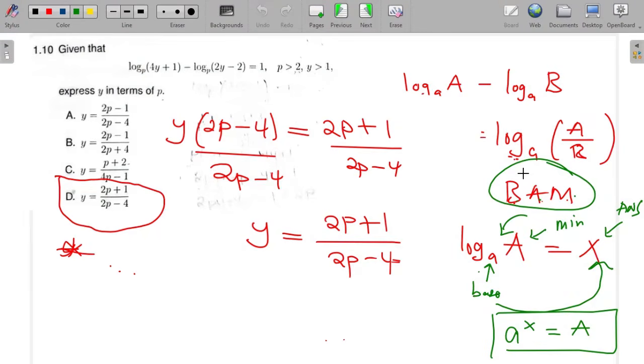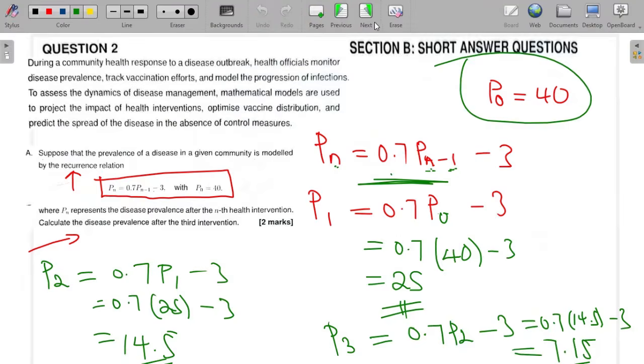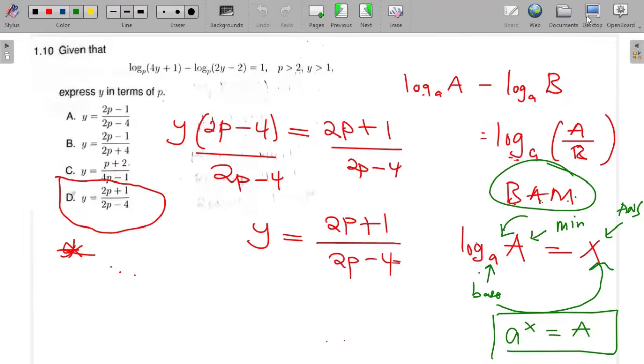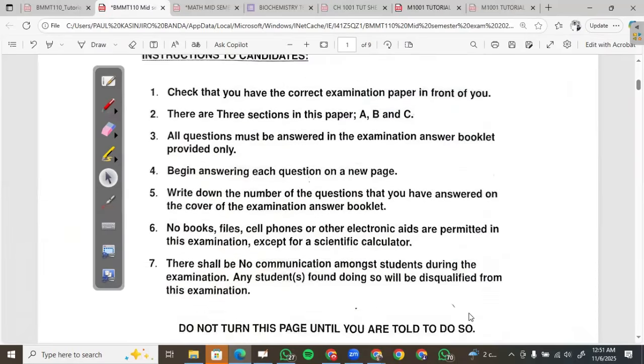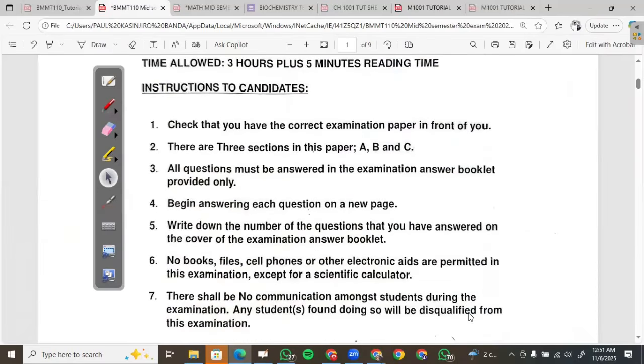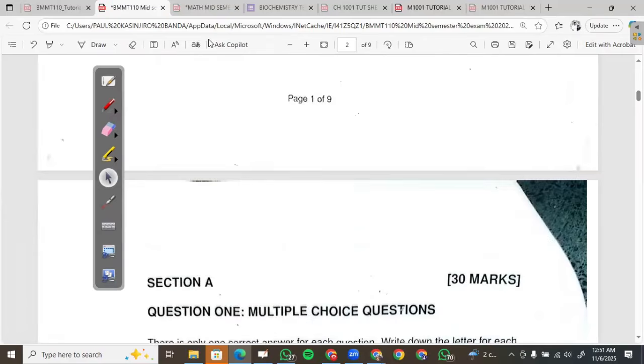These questions were section A of the mid-semester exams that we did. But we've also solved section B and section C. So this is the full exam paper that you can see there. That's section A, section B, and section C. We have videos for all these sections. We've solved all the questions in this paper.